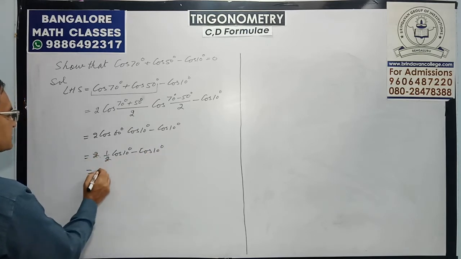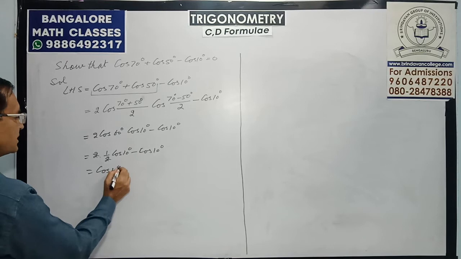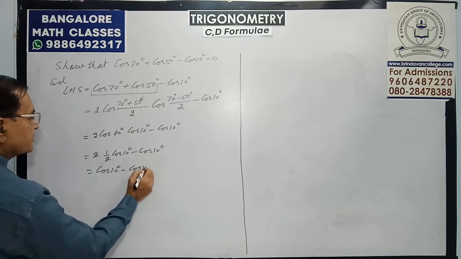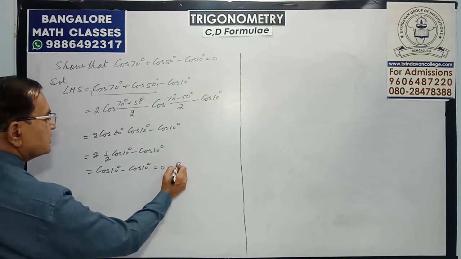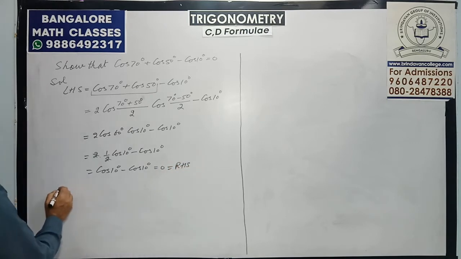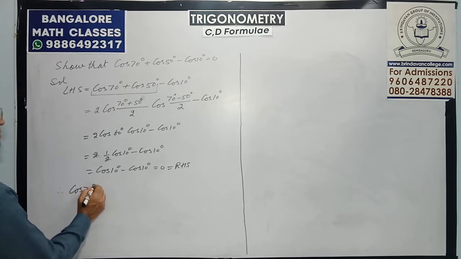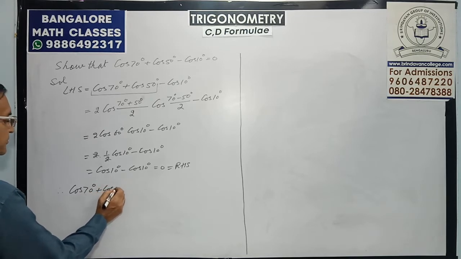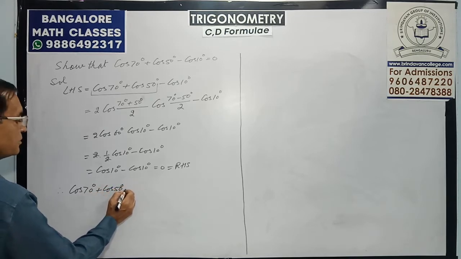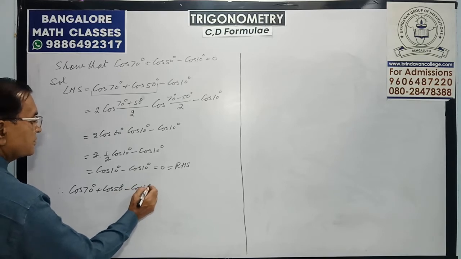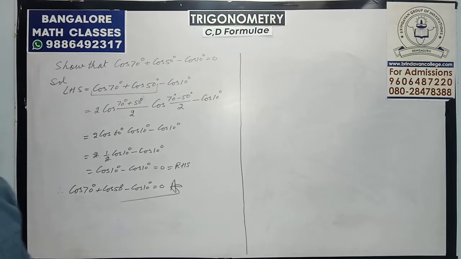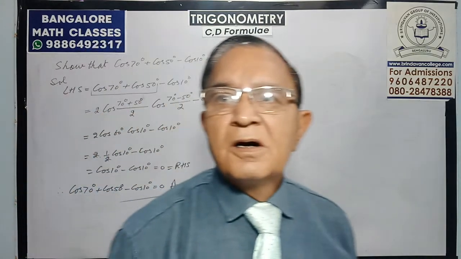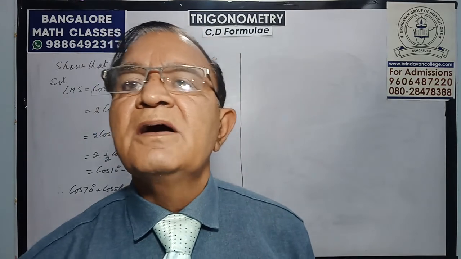This is what we can cancel. Cos 10 degree minus cos 10 degree equals 0, equals RHS. So therefore cos 70 plus cos 50 minus cos 10 equals 0. So like that you are supposed to prove. Our general tendency is to start with the higher angles.